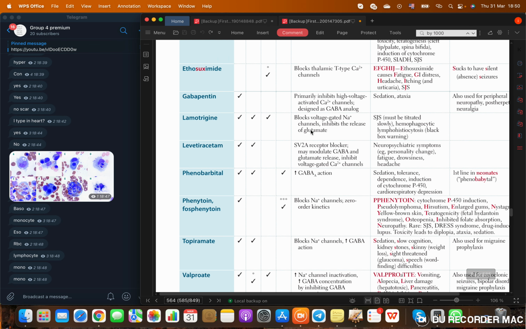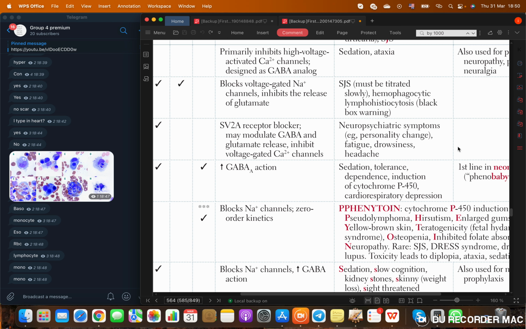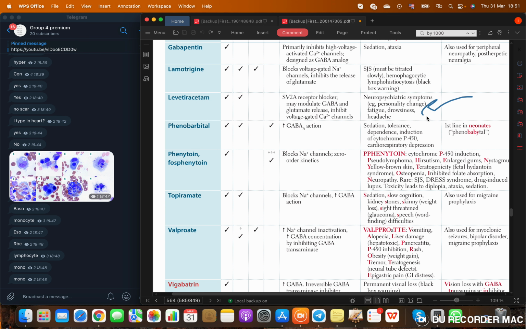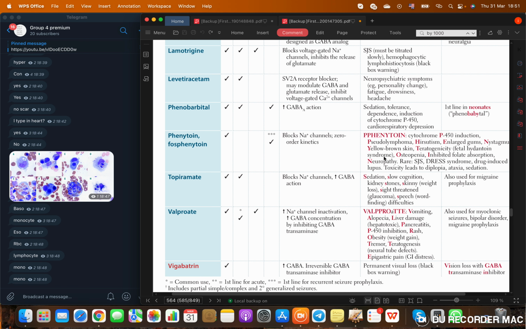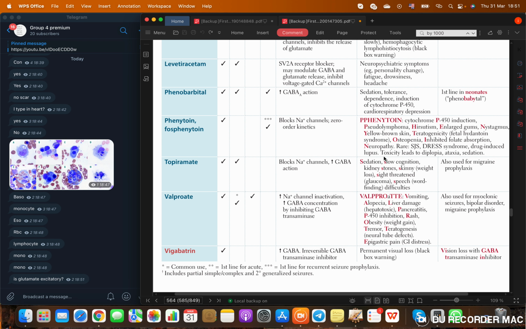So the next one is going to be the symptoms. It can lead to neuropsychiatric symptoms, personality changes, for example, and fatigue, drowsiness, and headache. Okay, so the next one is going to be, oh, I forgot about one. It can lead to nightmares as well, guys. By the way, can somebody tell me nightmares occur at which phase of the cell cycle?